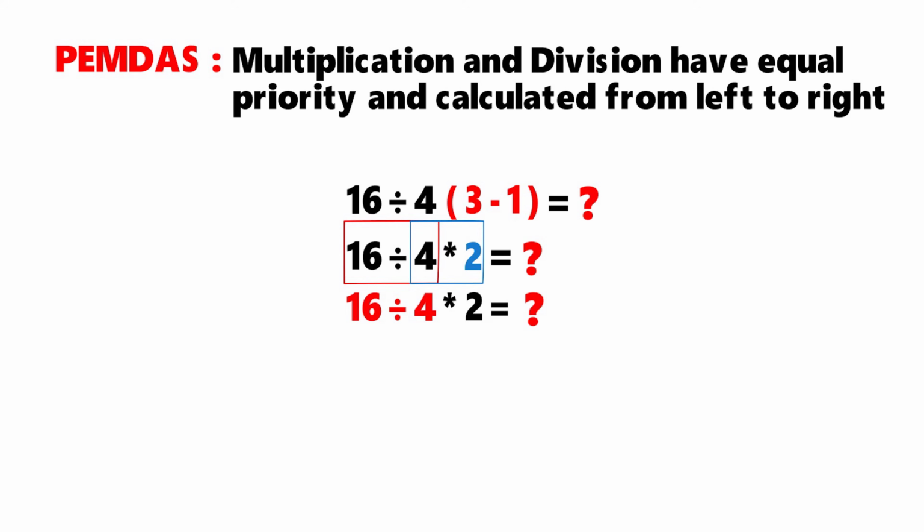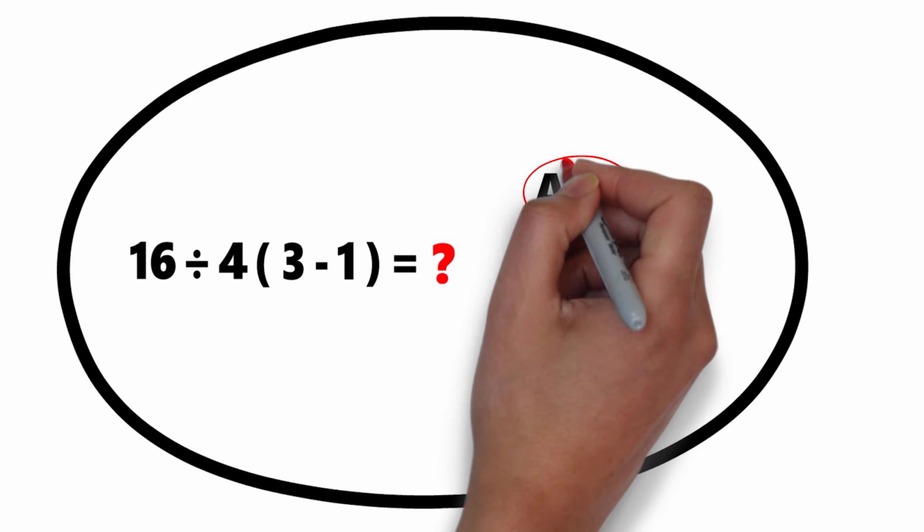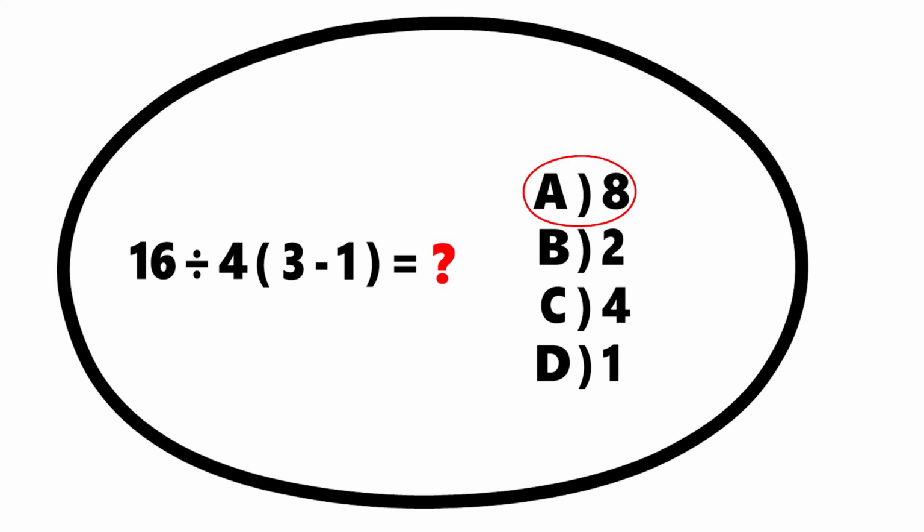16 divided by 4 is on the left side of the expression, and 4 multiplied by 2 is on the right side. So the first thing we need to do is divide 16 by 4. The result of this calculation is 4. And in the last step, we need to multiply 4 by 2. And the result is 8. So the correct choice here is choice A, 8. Hopefully you've nailed this question and now know how to answer similar problems on the test.